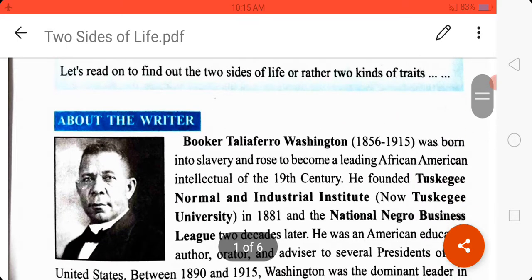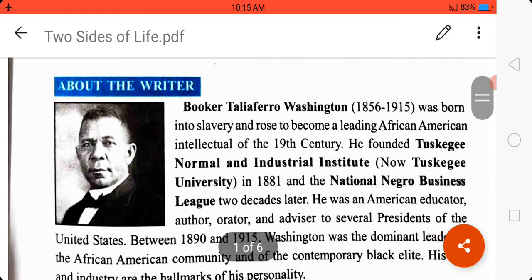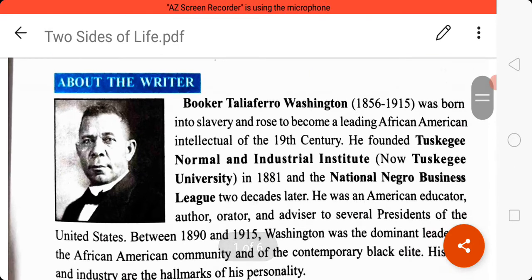Before going to that, we'll see about the writer. And who is the writer here? Booker T. Washington, Booker Taliaferro Washington. His life period is 1856 to 1915. He was born into slavery and rose to become a leading African American intellectual of the 19th century.